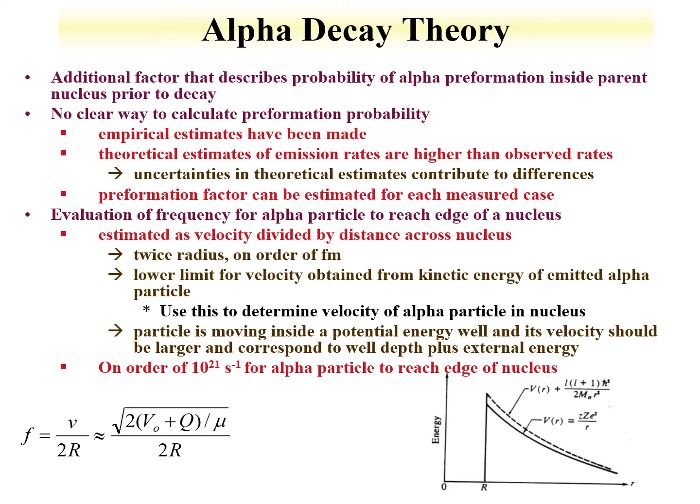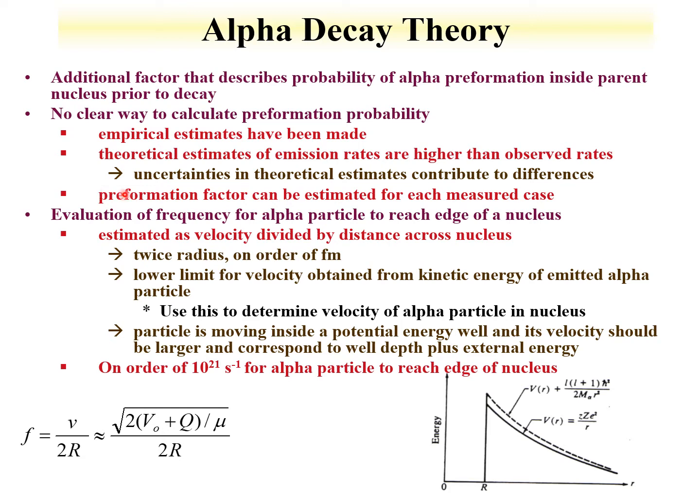Now we have an additional factor, this preformation factor of the alpha particle in the nucleus, that can help us describe alpha decay theory in more detail. Unfortunately, we really have no clear way to calculate this preformation probability from first principles. We can use empirical data, and fundamentally the difference between the theoretical estimates and the observed emission rates can be used to evaluate what the preformation factor should be. So basically, we can use the preformation factor as a fit for our data.